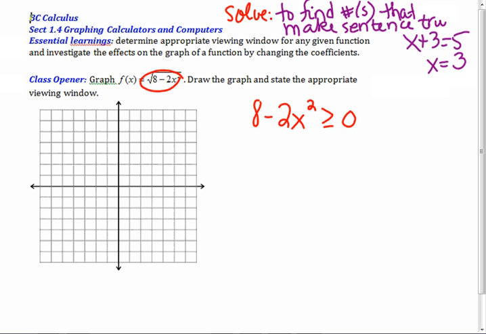So I could do trial and error. I could put in 1 plus 3. Nope, that's not 5. I could put in 2, and guess what? It's right. The process of solving is how you solve by subtracting 3 and getting x alone. Well, this is an easy one.